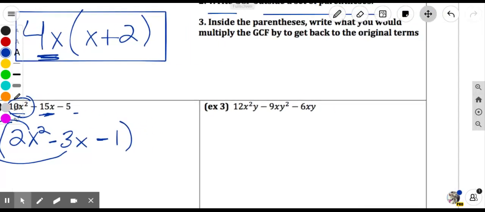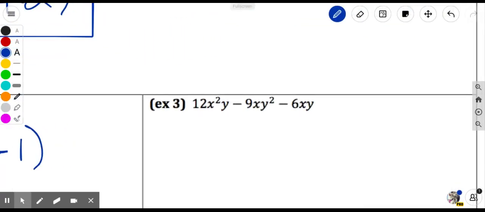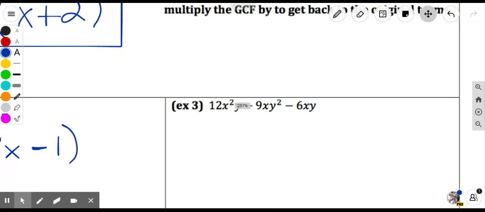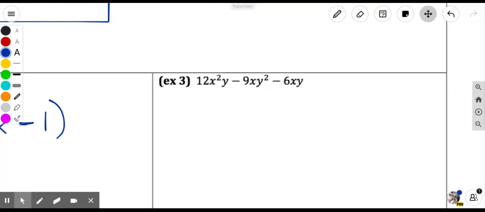This last one has some x's and y's, and so that's okay. Sometimes you might have some x's and y's. Sometimes your GCF may even be more than one x. I can show you one of those too. So we have 12, 9, and 6. So the highest number that goes into all three of those is going to be 3.